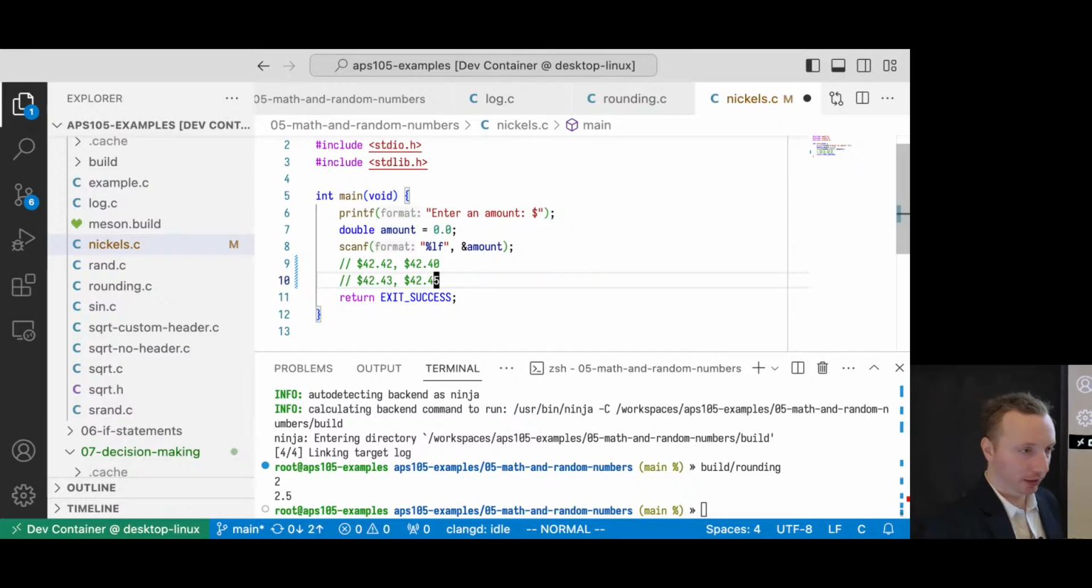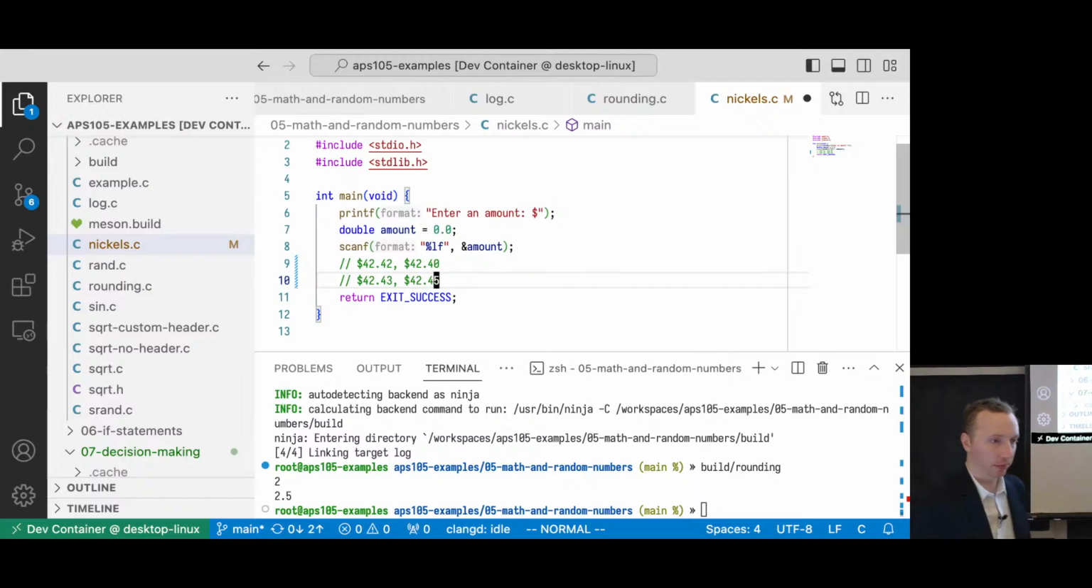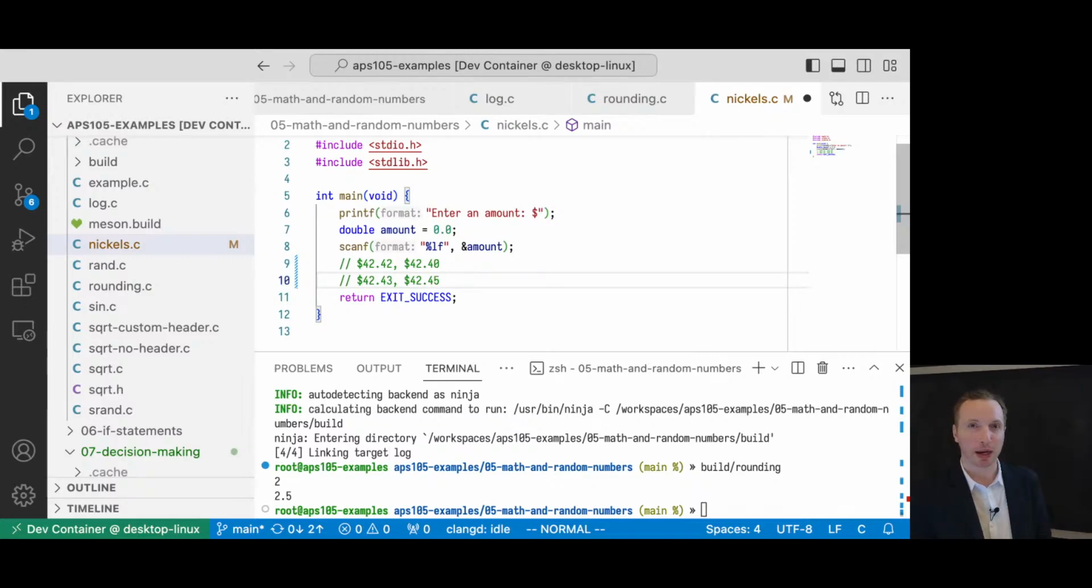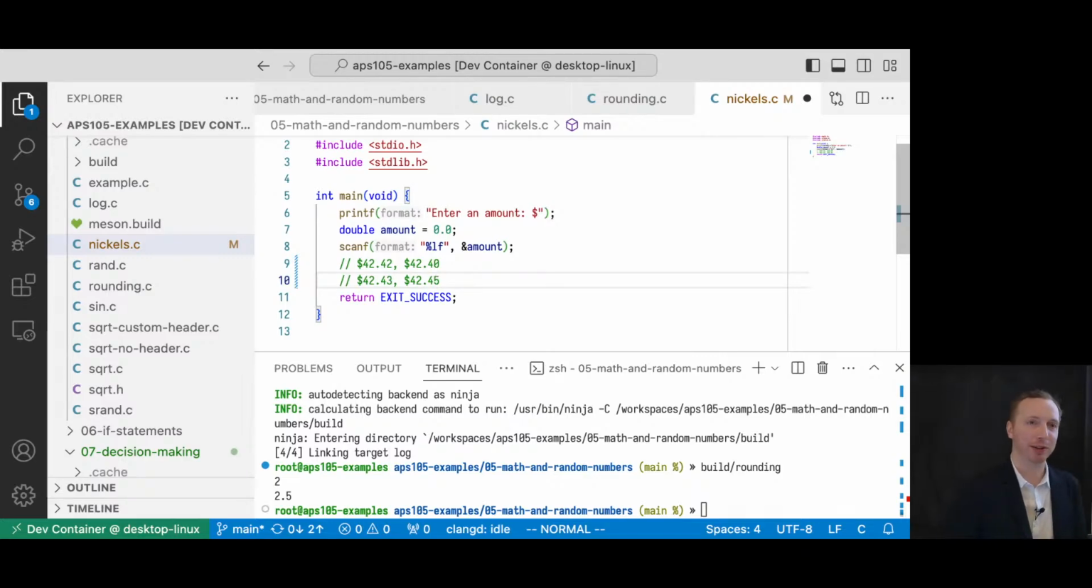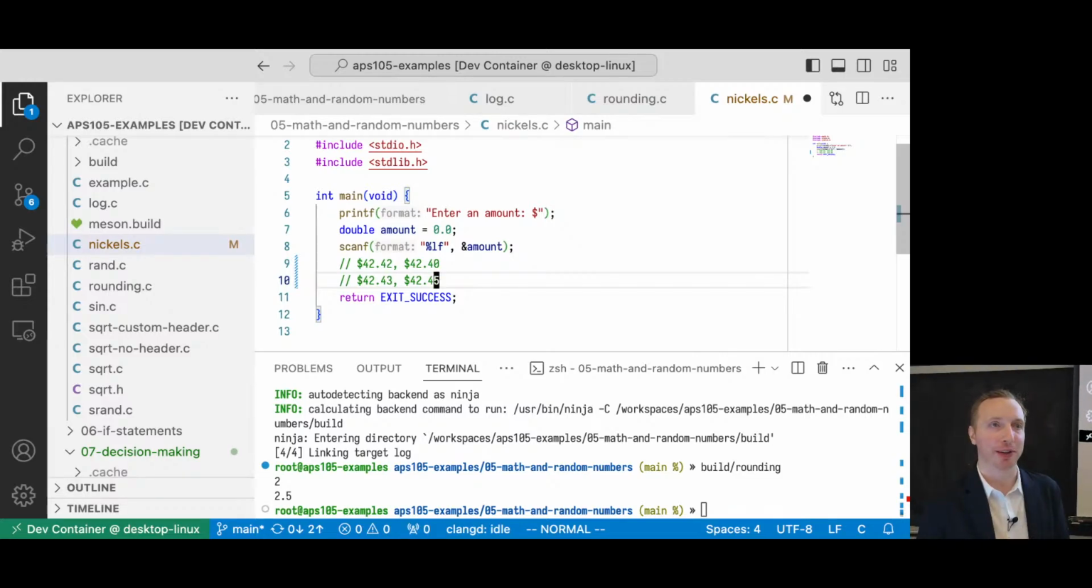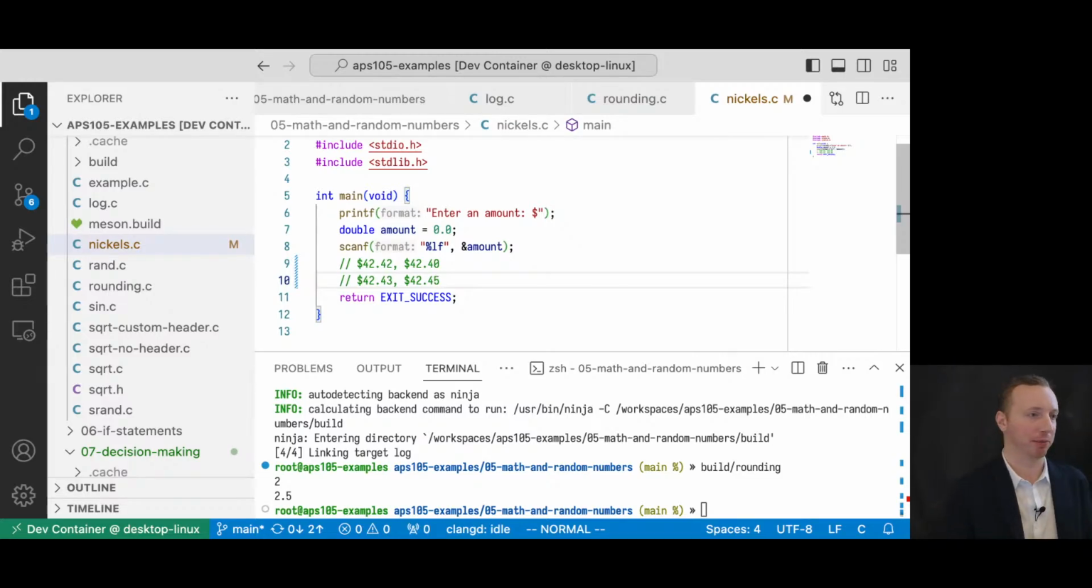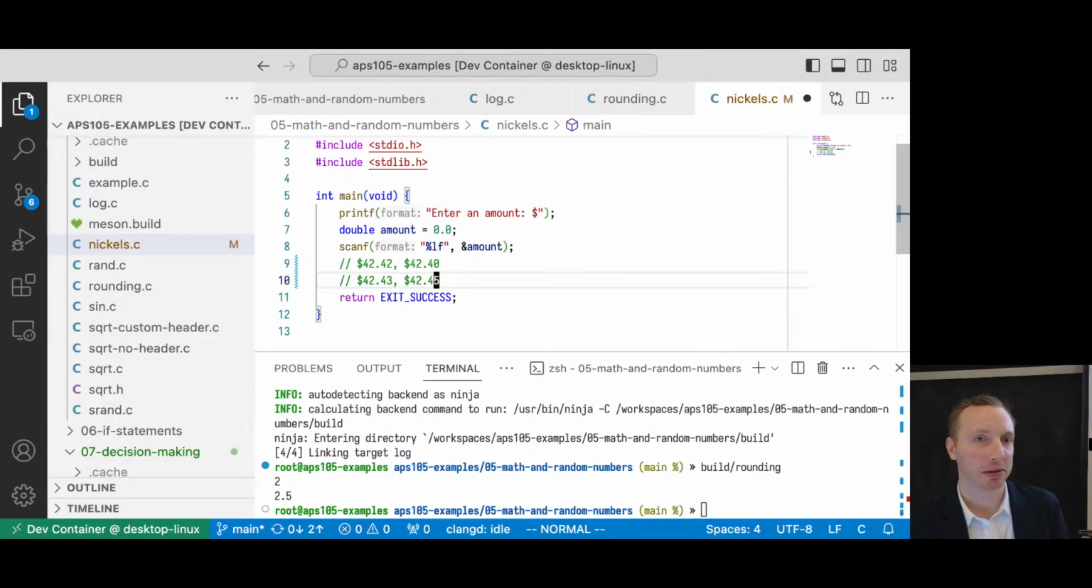Yep. Could you multiply the dollar amount by 20 to get the number of nickels? Multiply it by 20 to get the number of nickels? I could do that, but that might be a little hard to read. Why exactly 20? Because there's 20 nickels in a dollar. So I could do something like that. But is there any way where I could just get the number of nickels directly by dividing by a number? I guess it's the same thing.